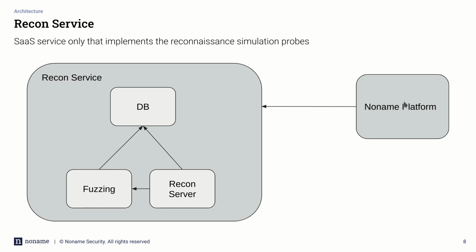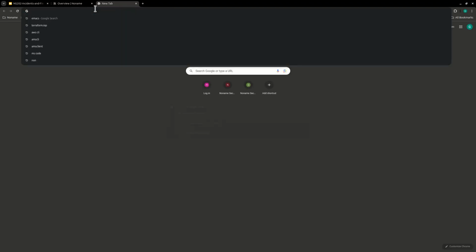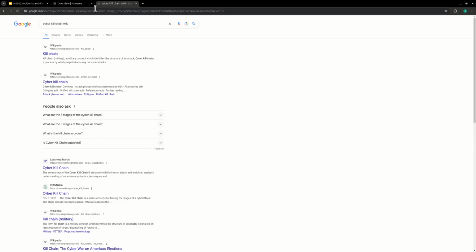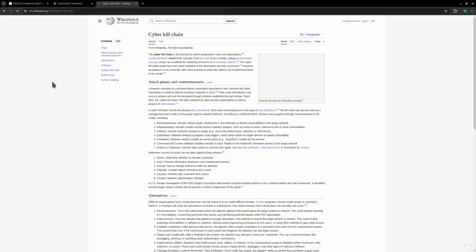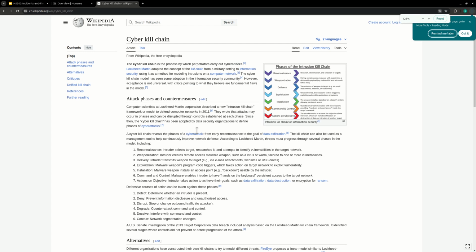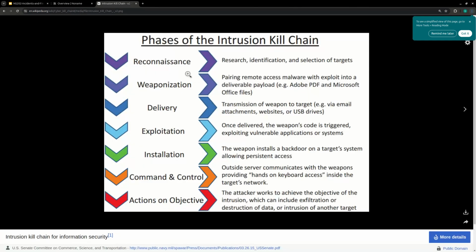That's what it does. Again, this reconnaissance simulation goes back to the cyber kill chain. I'm not sure whether you're familiar with the cyber kill chain. If you're not, it's a concept, and I like the Wikipedia page. It's a concept created primarily by Lockheed Martin many decades ago, used in a military setting. Here are the different phases, and these phases translate directly into the cyber kill chain.